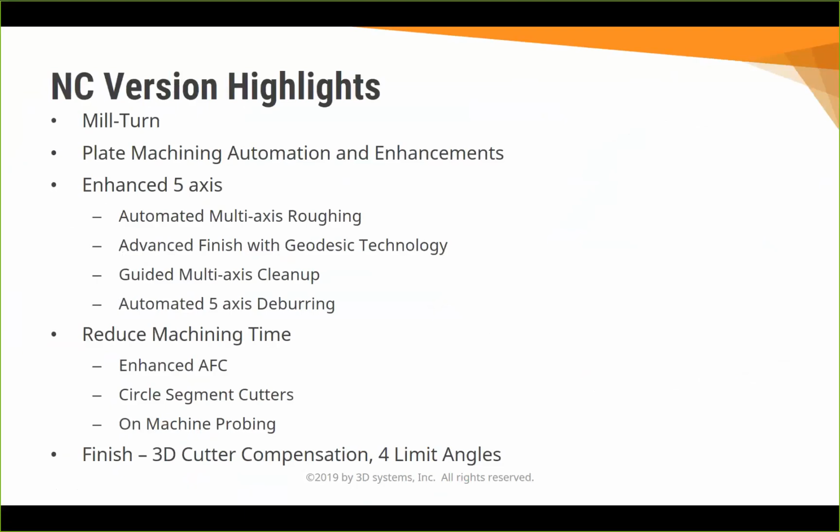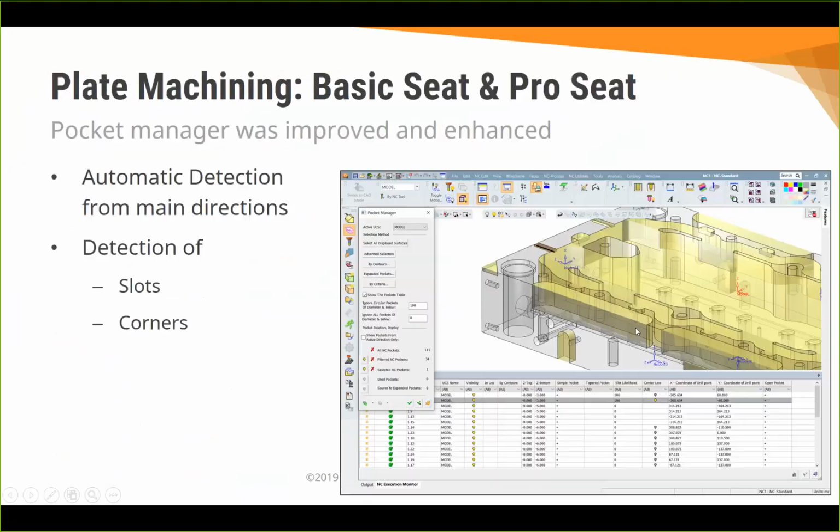We have seen the Mill-Turn demo by Idit. Other NC version highlights for version 15 are the plate machining automation and enhancements, enhancements on 5-axis, reduced machining time, and finish enhancements. And we will go through briefly all those items starting now. First is the plate machining. We have in version 15 two seats for licensing, plate machining basic seat and plate machining pro seat.